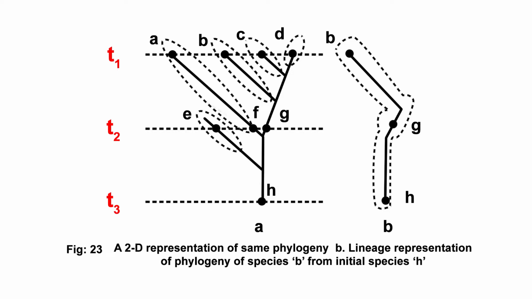The same can be shown in a lineage representation of phylogeny, in which H has evolved into G and it has then evolved ultimately to B. It is a 2D representation of the same phylogeny. B shows lineage representation of phylogeny of species B from initial species H. This is dealt in detail under the subhead mode of evolution.